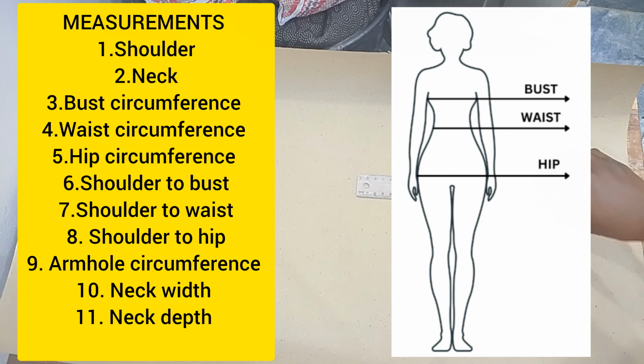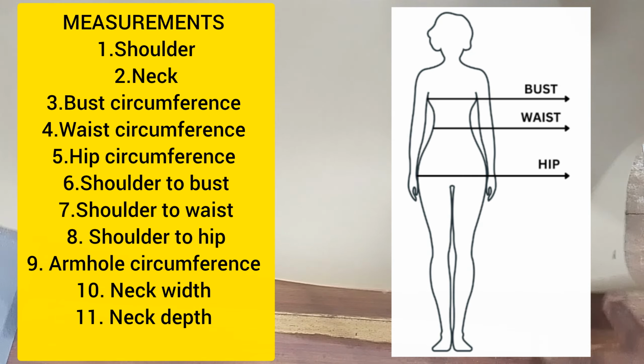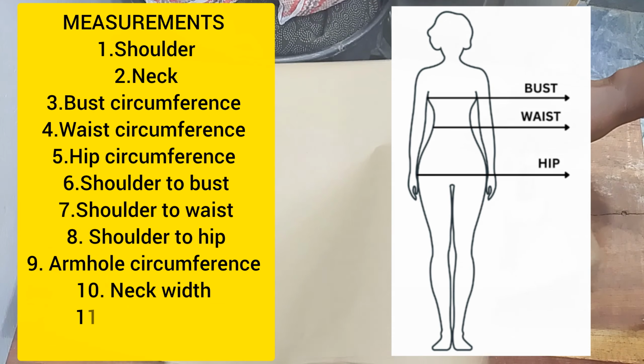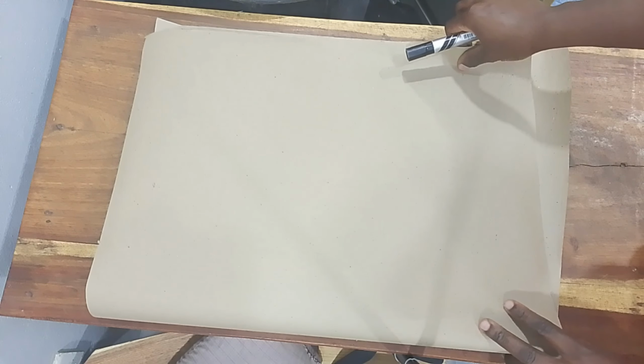I'm going to be using the following measurements, as you can see displayed on the screen. You're going to take your body measurements, and these are the measurements that we're going to work with when drafting the bodice. Step number 1, I'm going to get my pattern drafting paper and fold it at the center. As you can see, I'm just folding my pattern drafting paper at the center.